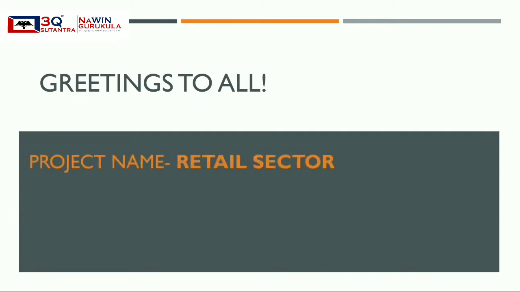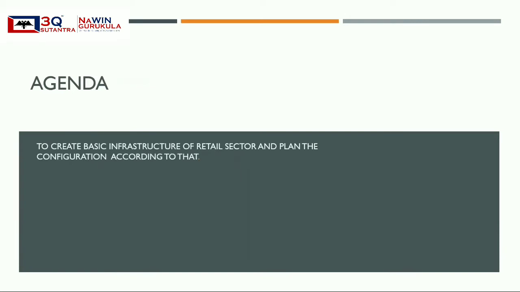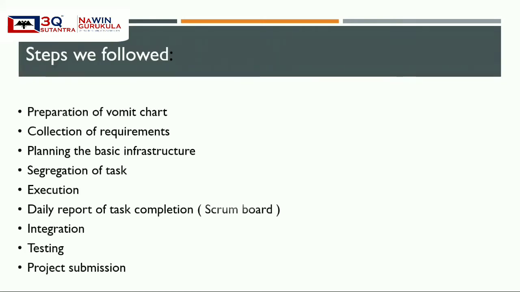My project is about the retail sector, and the main agenda is to create a basic infrastructure of the retail sector and plan the configuration accordingly. We followed a few steps like preparation of a WBS chart and collection of requirements. Based on these requirements, we planned the basic infrastructure, segregated the tasks and executed them. We maintained a daily report of task completion through a Scrum board, and integration and testing have been done. We are now in the final step, that is project submission.